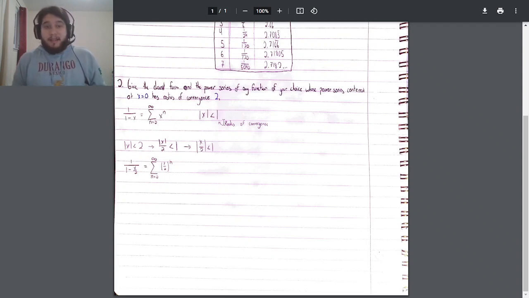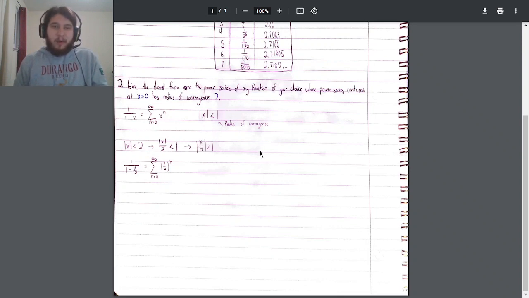So what I did was that I wanted to get to something similar to this, but starting at the absolute value of x is less than 2. What I did is I divided both sides by 2 and got the absolute value of x over 2 less than 1, which we can then simplify to the absolute value of x over 2 is less than 1, since 2 is always positive. Now this is the same as this. The only difference is that this looks a little bit different than this one.